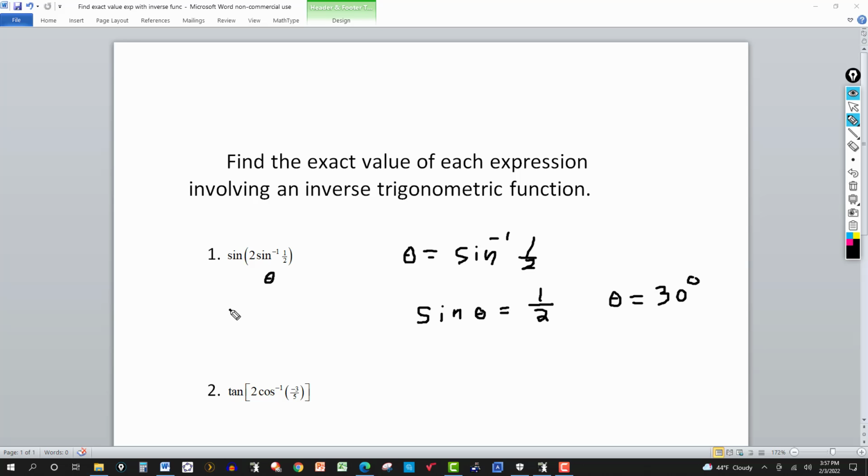So this then, I can just rewrite it and say it's the sine of 30 times 2, which is 60. And the sine of 60 does have an exact value. You can use your 30-60 reference triangle, and this comes out to the square root of 3 over 2. So that would be the exact value. Okay, let's clear this.